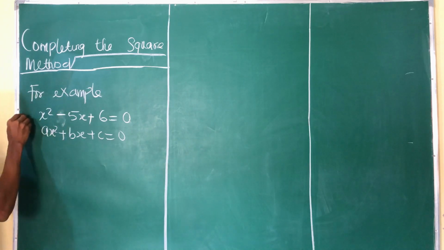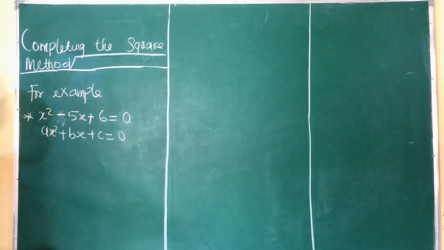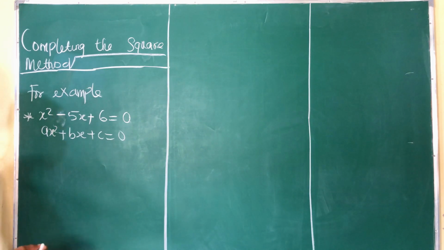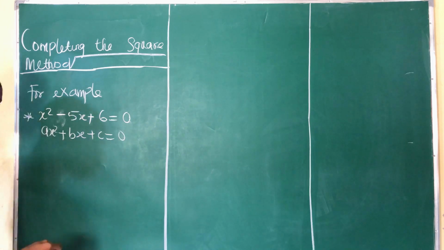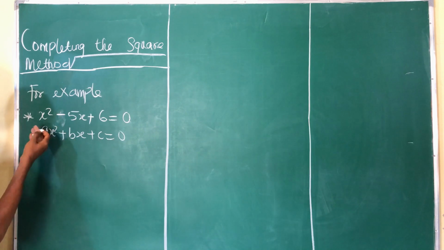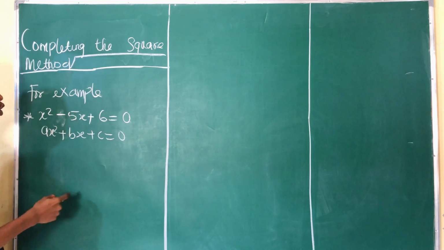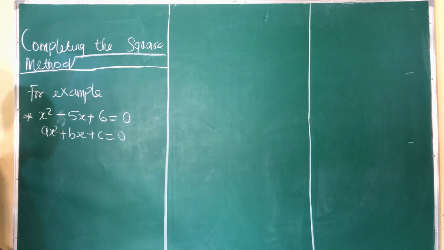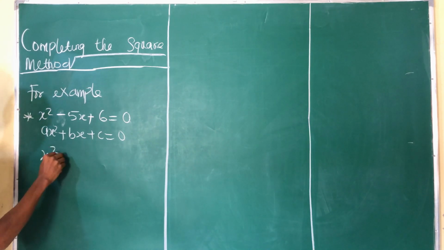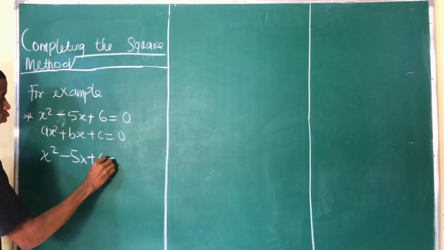Now, we're given an equation, for example, and they say you should calculate the roots of the equation, or the value of x, using the completing the square method. Calculate the roots of the equation given x squared minus 5x plus 6 using the completing the square method. How do you go about this? First of all, the concept is easy. We're given x squared minus 5x plus 6 is equal to 0.